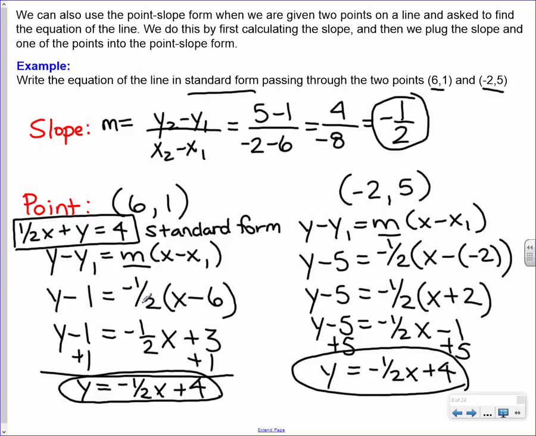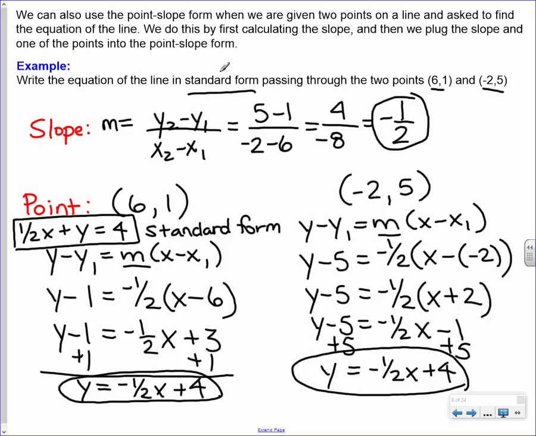When I plug in here -1/2 and then I plug in the 6 and the 1, over here, the -1/2, I plug in the -2 and the 5, okay? And so I work all this out. I get it down to slope-intercept form, and it's y equals -1/2 x plus 4. You see they both came out to that.